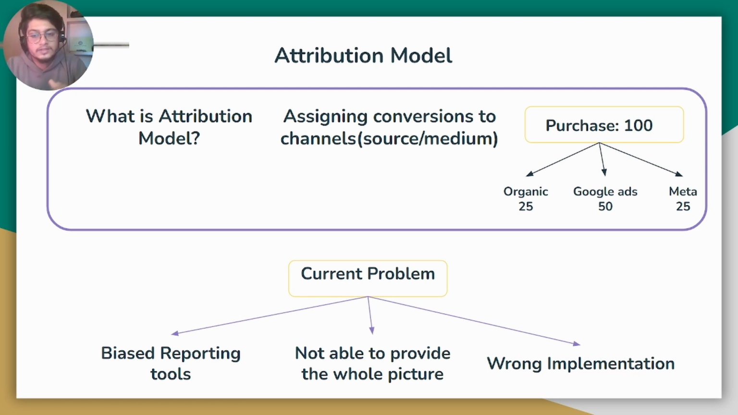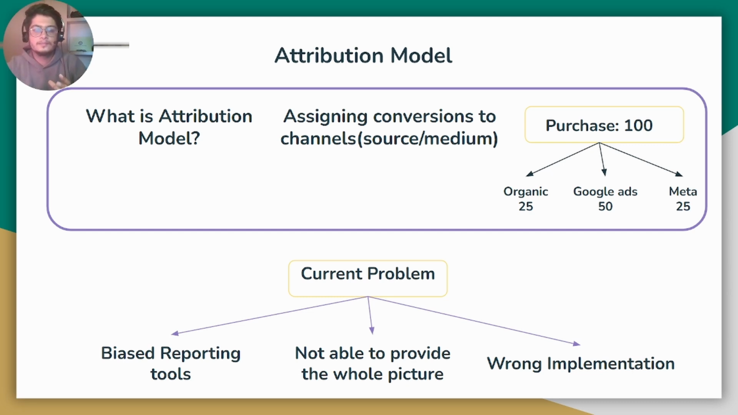And the third one is wrong implementation. I've seen more than 50 clients' implementation work, and many of them are good, but some of them are pretty wrong, which would affect a lot of different aspects, whether business decisions, advertisement, or distributing advertisement cost to different campaigns. So wrong implementation is another big problem that I've seen across a lot of my clients.